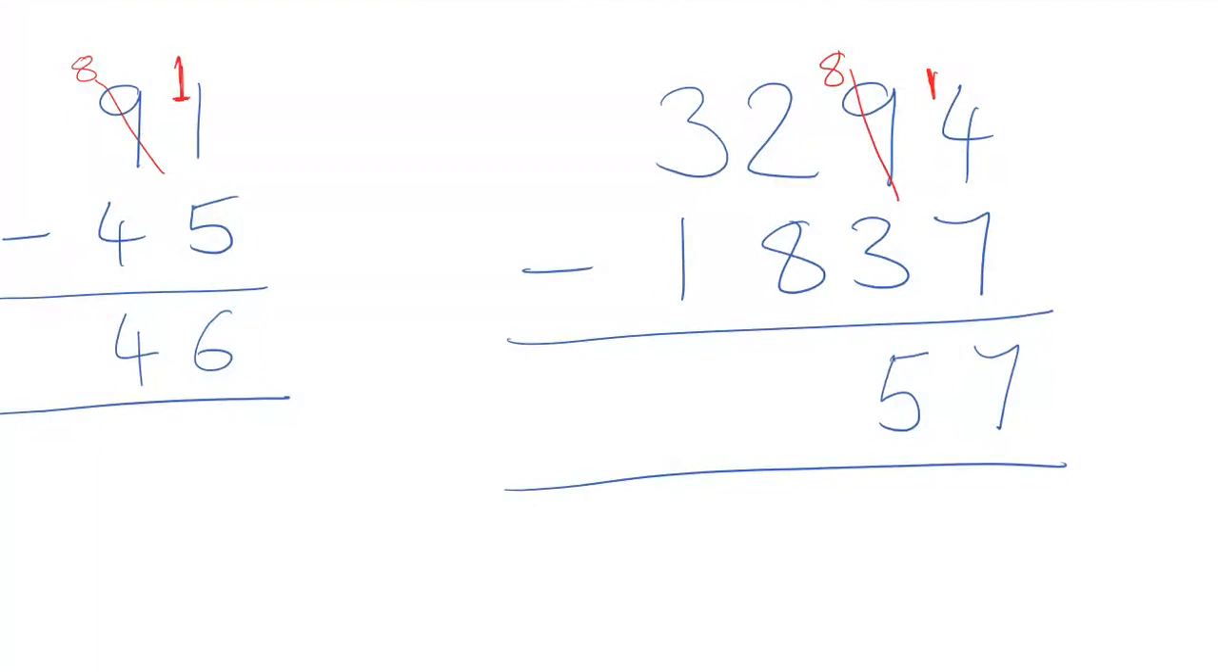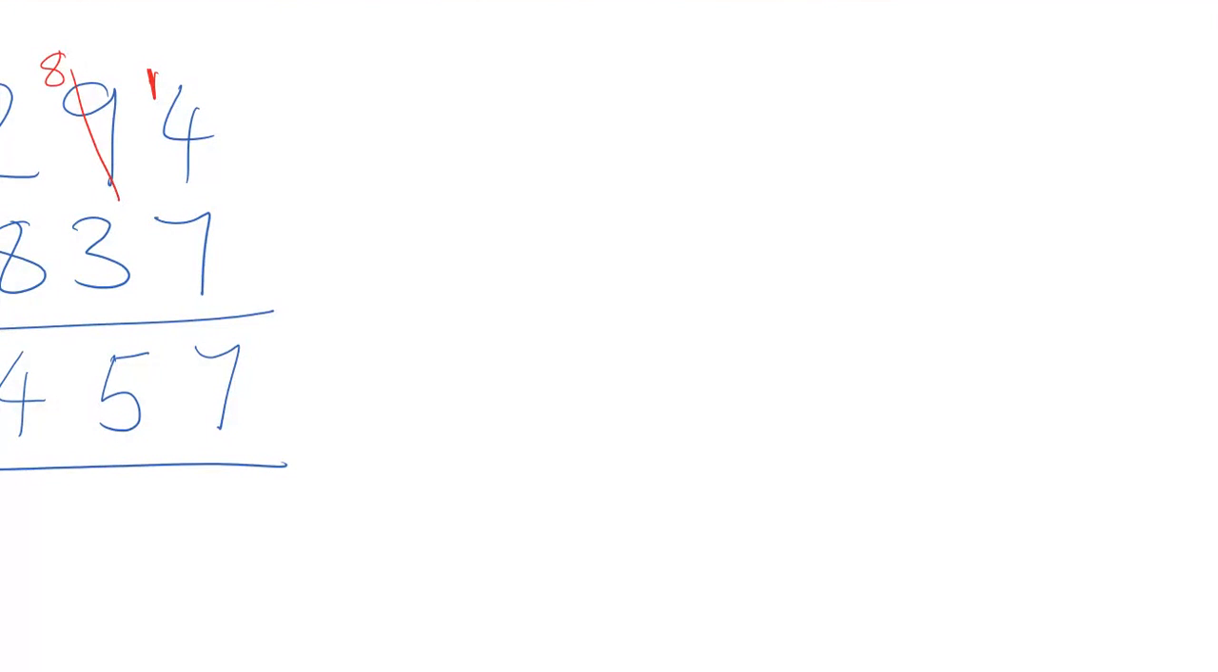2 take away 8 now we can't do because 2 is smaller than 8. So we're going to borrow. We're going to cross out the 3 and write a 2. And we're going to take that 1 we've borrowed and write it there. So now we're going to have 12 take away 8. 12 take away 8 is 4. Finally, moving across to the left one more space, 2 take away 1 is 1. So our answer to this sum, 3,294 take away 1,837 is 1,457. Okay, now let's do the decimals.